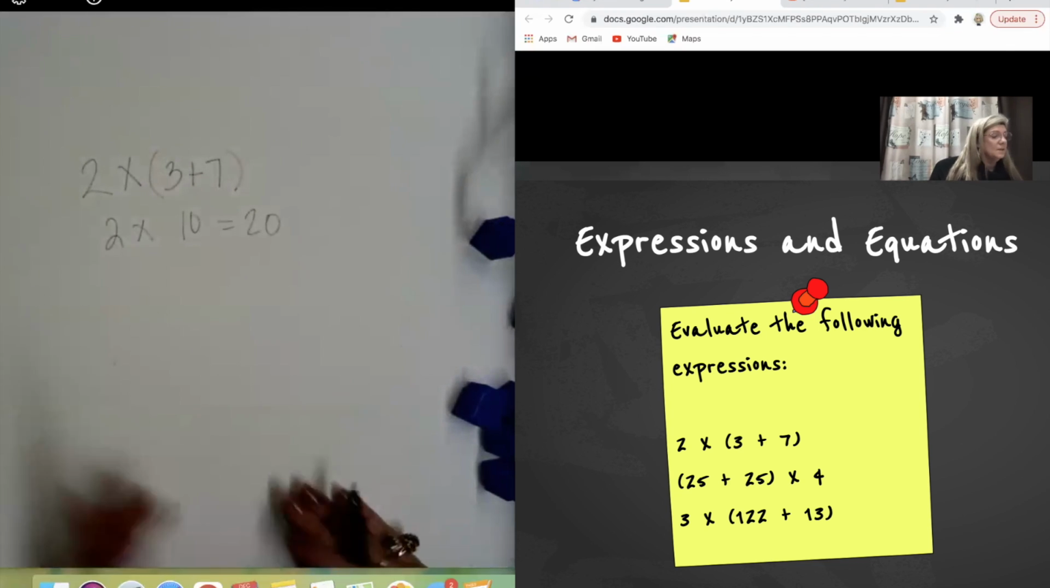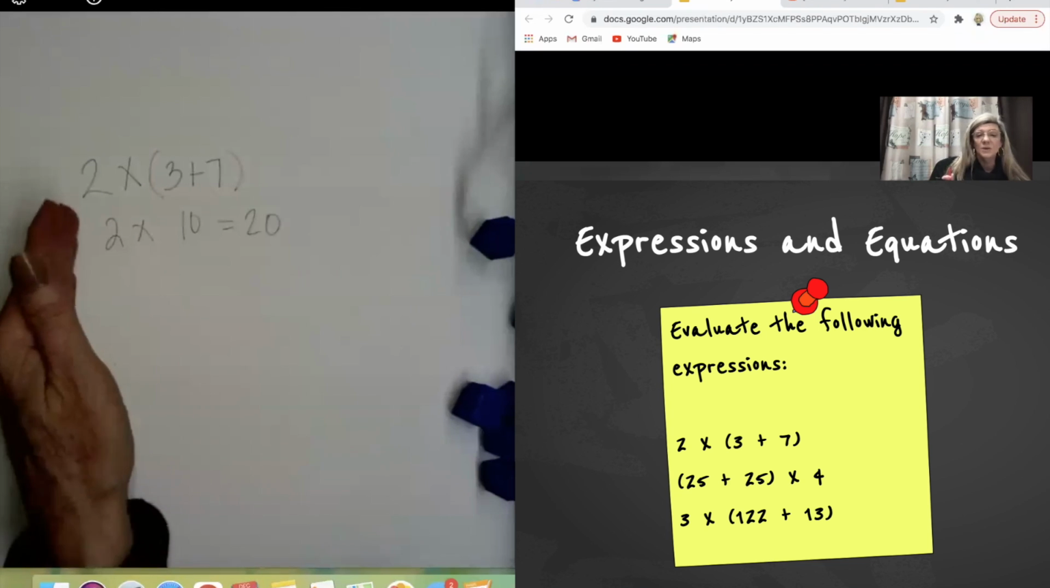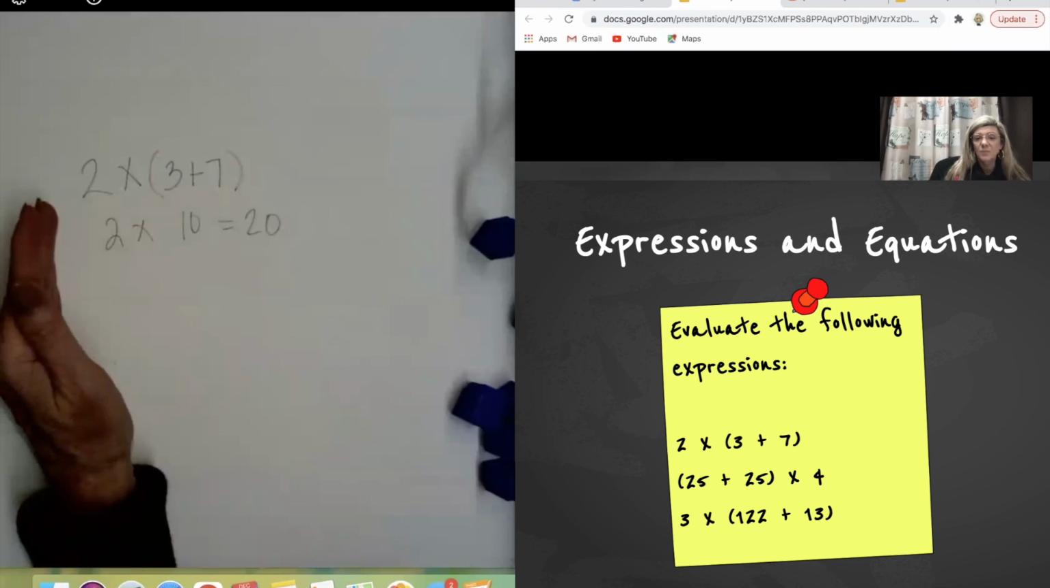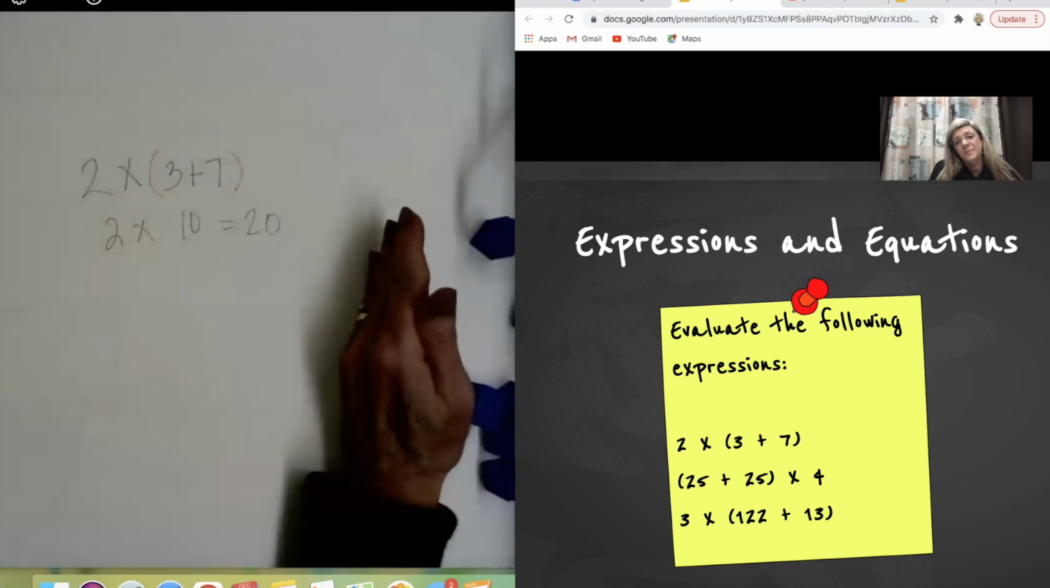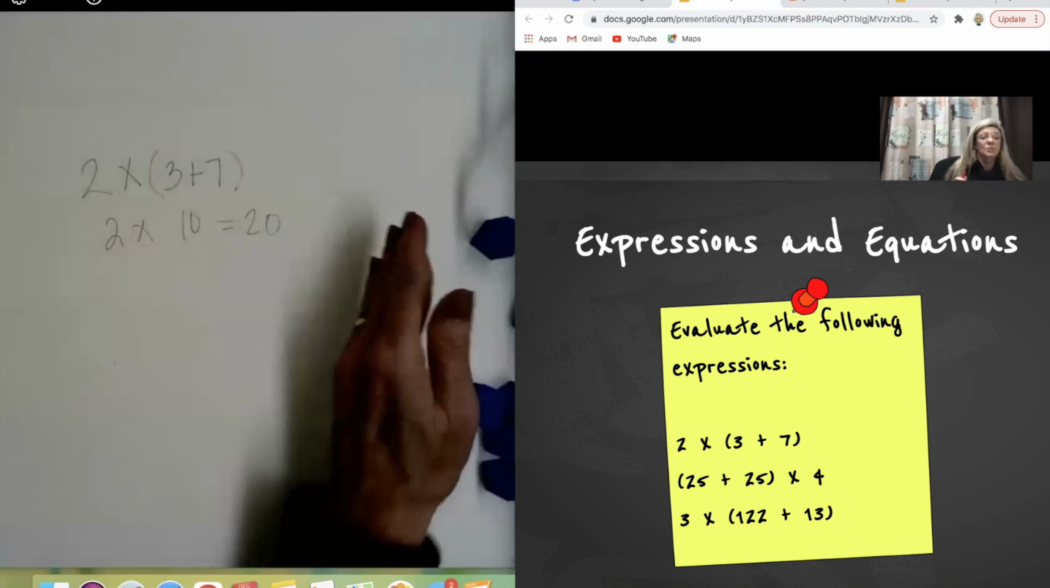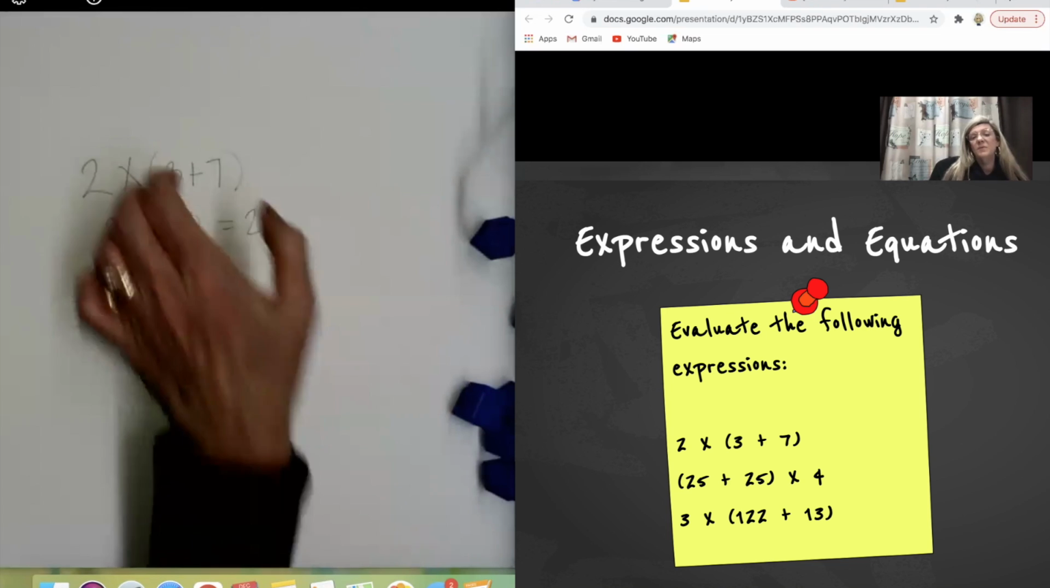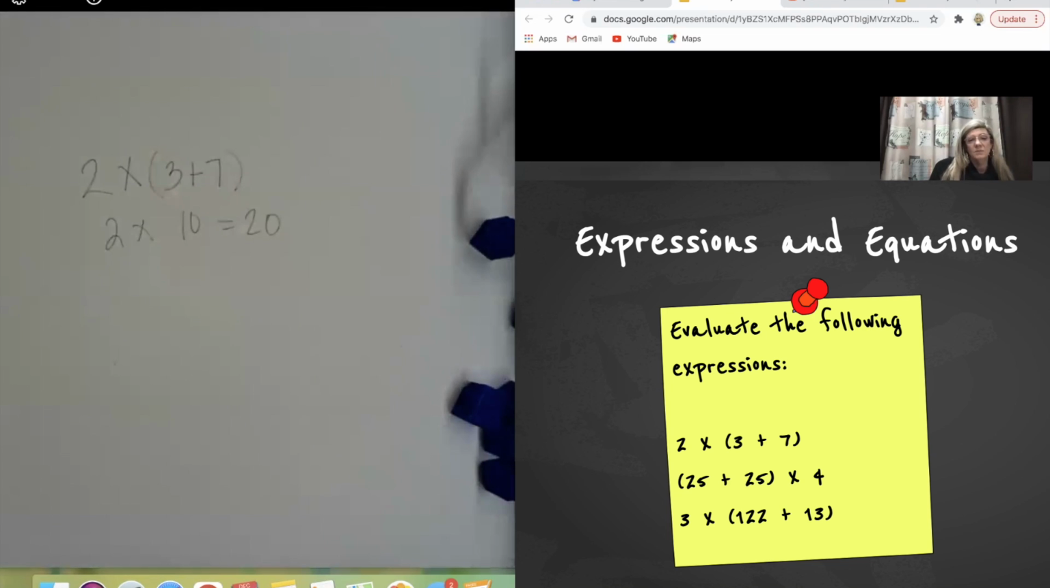You talk to them about how you don't always start at the left and work your way to the right like they're used to doing. You look and see, are there parentheses? If there's parentheses, you take care of that first.